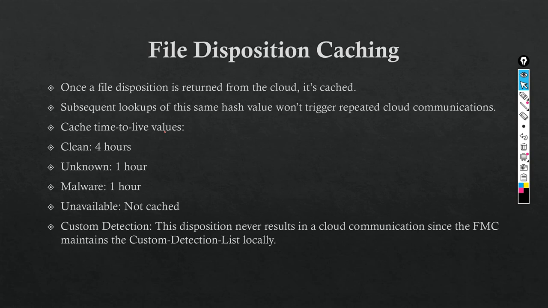Custom detection: this disposition never results in cloud communication since the FMC maintains the custom detection list locally. Exactly, because if you have this file in your custom detection list, then there is no communication between your FMC and the AMP cloud. It will just look inside, and the file is in the custom list.